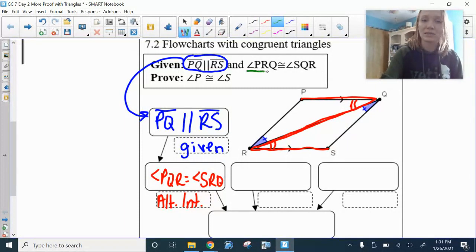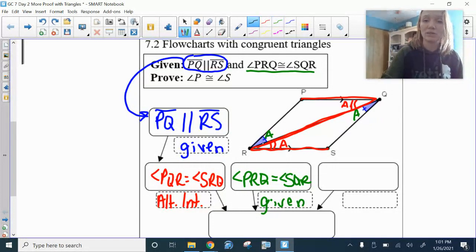The next thing we can see, we have been given angle PRQ. Notice that's different than the one we have over here. We had PQR, now we have PRQ. They are different. So PRQ, this blue angle in this picture, is equal to angle SQR. Again, different than SRQ. So we have these angles that we were given and these angles that we found. I'm going to put given in there. That's how we know it.